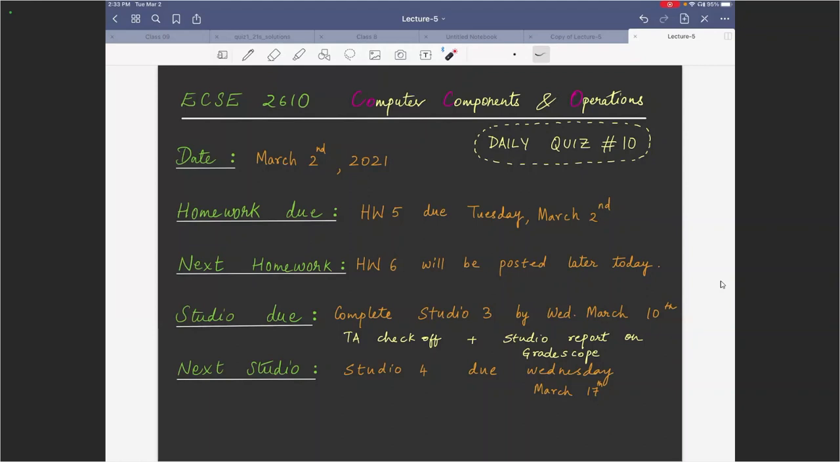Let's see. For Studio 3, again, a TA checkoff as well as a studio report on Gradescope is required. And I will also be posting Studio 4, which is a design of a 4-bit ALU. I will post that either later today or tomorrow. It'll be due Wednesday, March 17th. So you have a week after Studio 3 is due. That's when Studio 4 will be due. Questions, concerns?